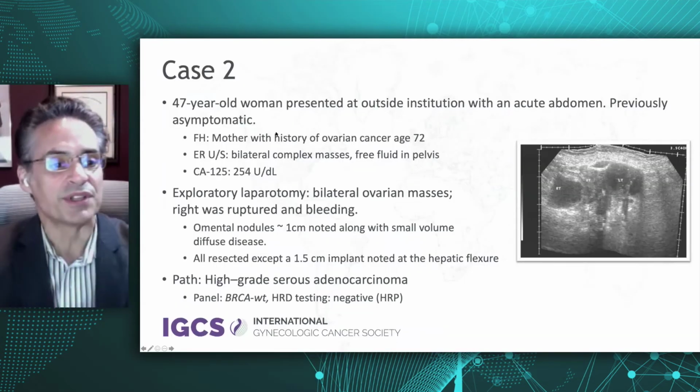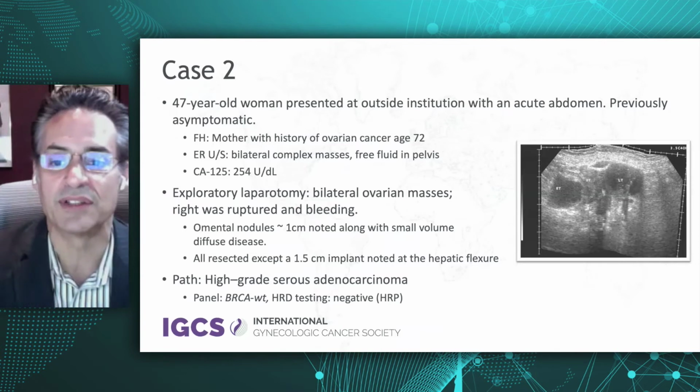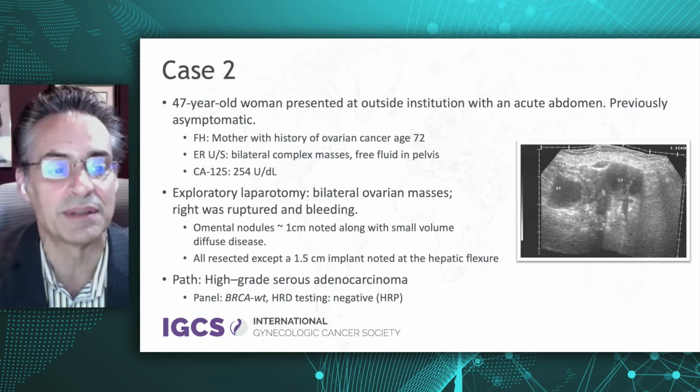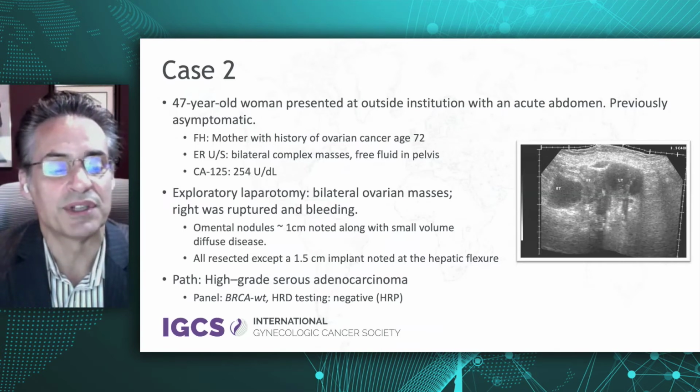Appreciate it. All right, I'm going to share the next case, and I'm going to ask Shannon Westin to address this patient. So I hope you guys can see this. This is a 47-year-old, so younger patient, presented at an outside institution with acute abdominal pain. She had previously been asymptomatic. Her family history is significant in that she has a mother with ovarian cancer at age 72.